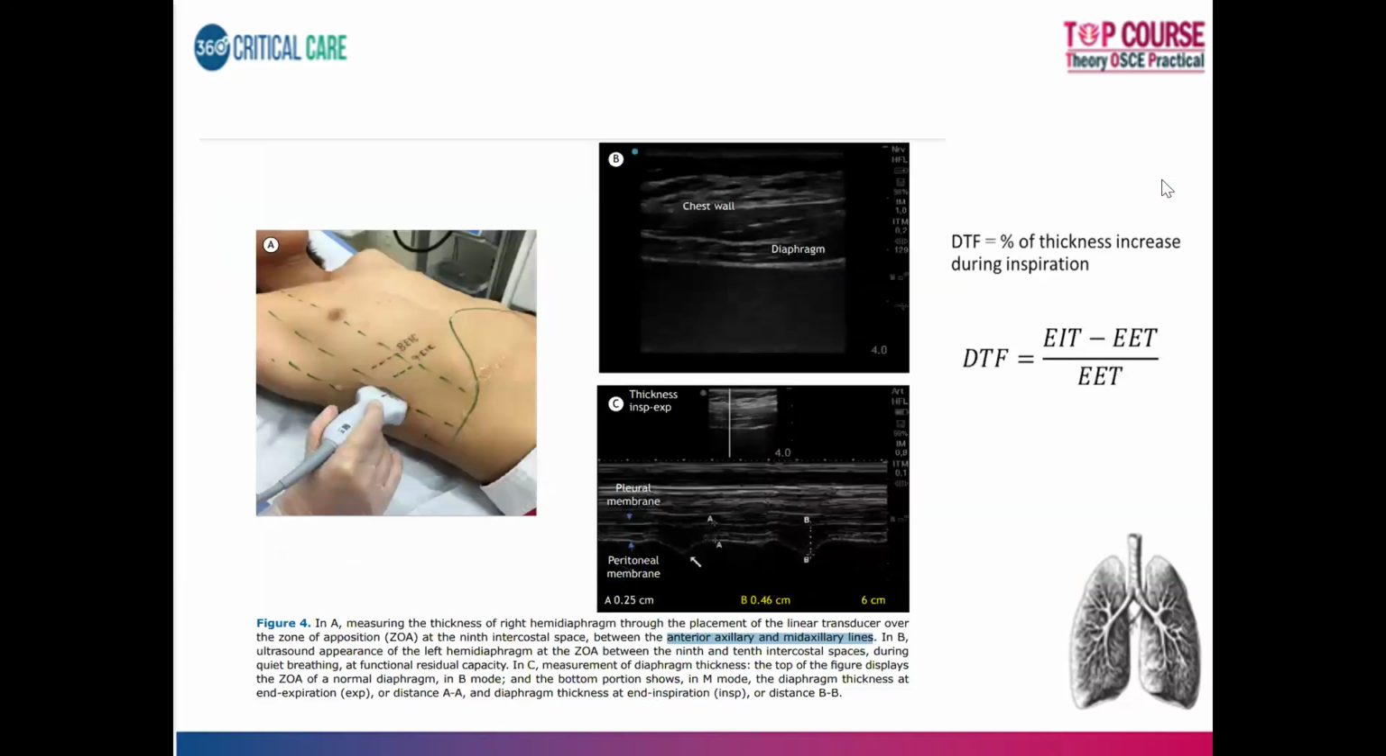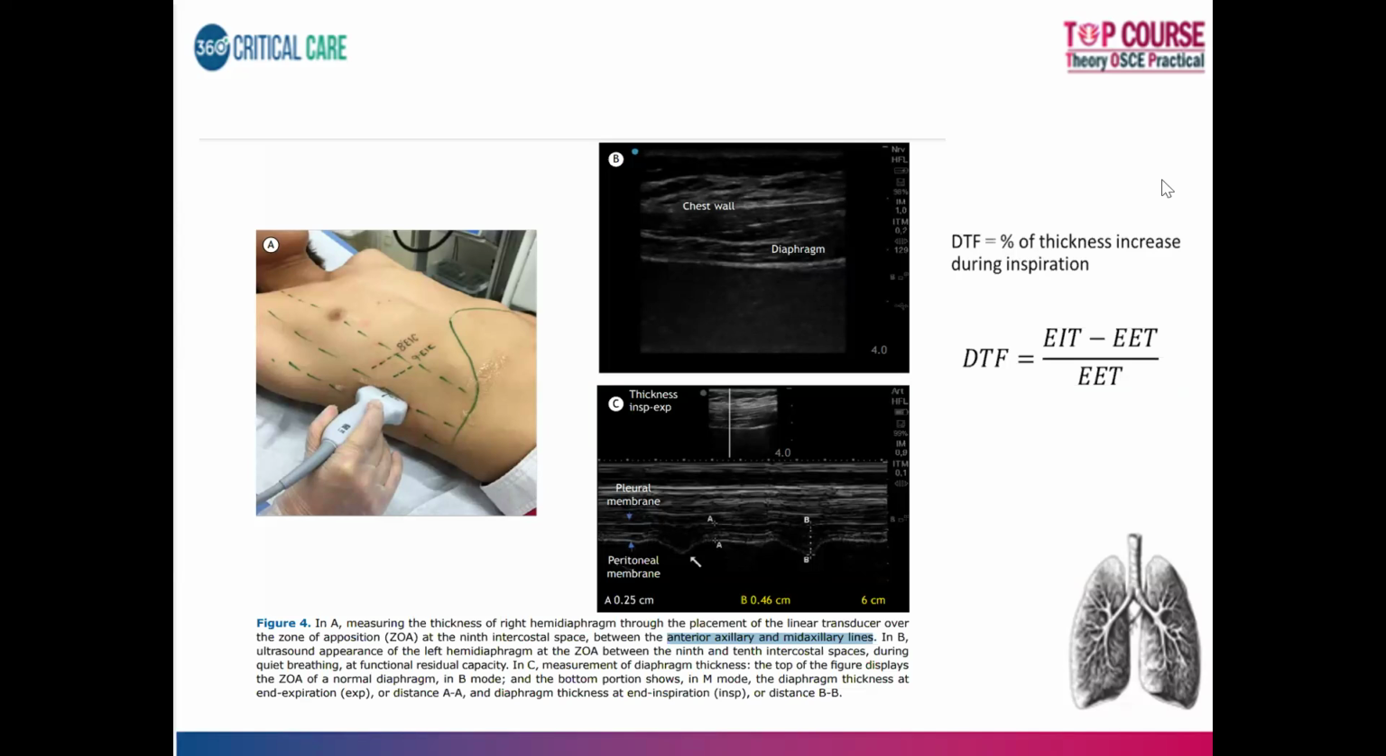The next part I told you is in the zone of apposition. We use a linear probe in a cephalocaudate direction in the anterior axillary line. In the anterior axillary line, we look at the chest wall and the diaphragm. Here we do two readings: one at end inspiratory time and one at end expiratory time. We look at the diaphragmatic thickness at that particular time. The diaphragmatic thickness fraction is calculated as the thickness of the diaphragm at end inspiration minus the end expiratory thickness, divided by the end expiratory thickness.